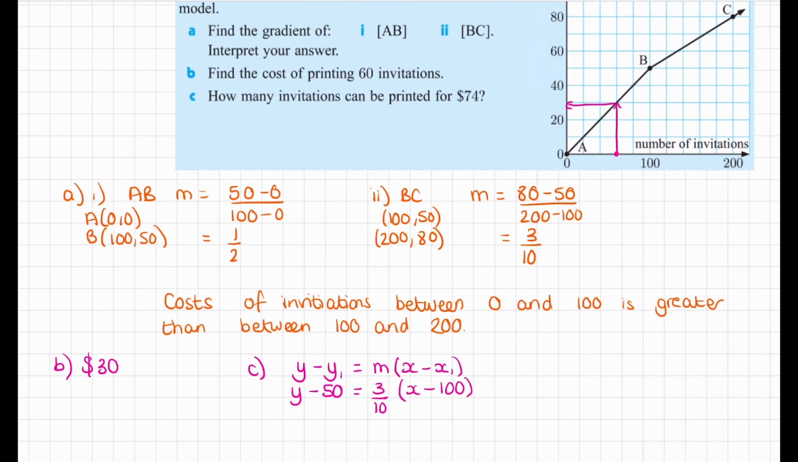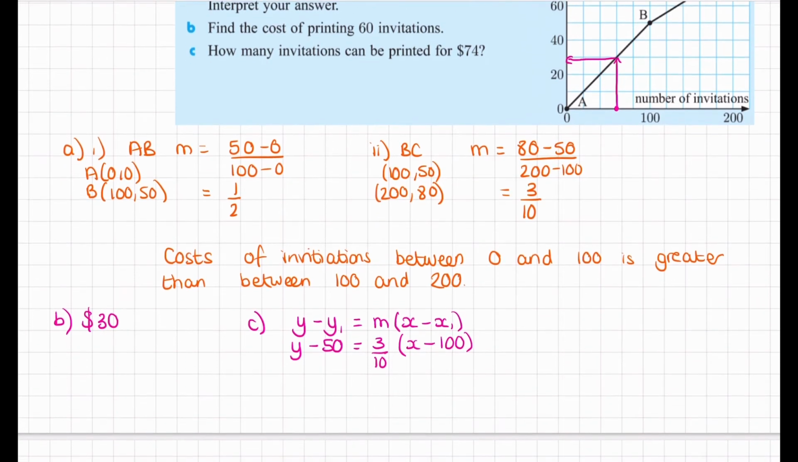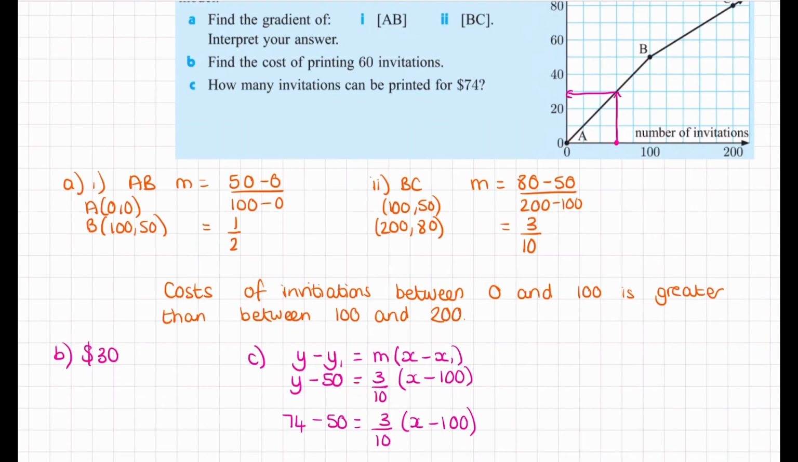Now we want to know when the cost is $74. $74 is on our y-axis, so we can plug in 74 for y. And then just plug that into your calculator and solve it, and you will find that the number of invitations is 180.